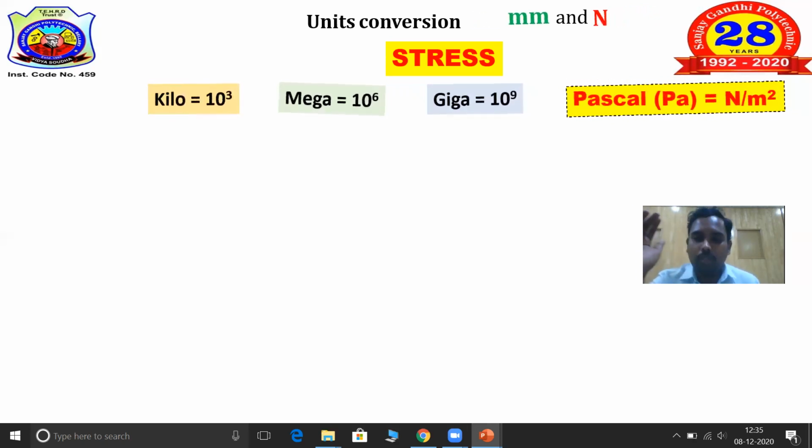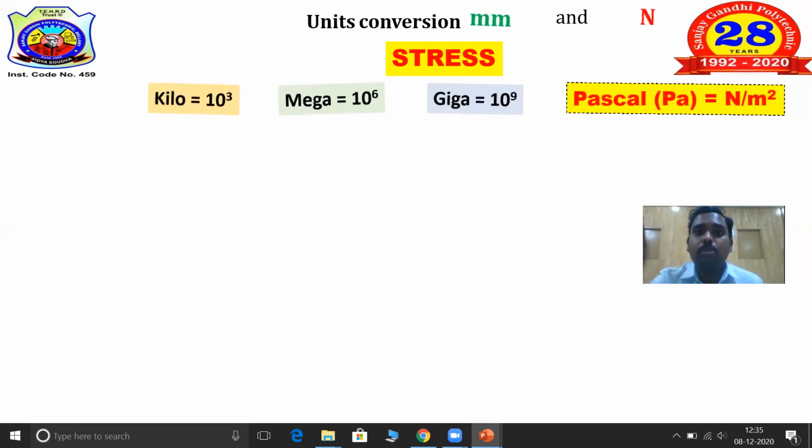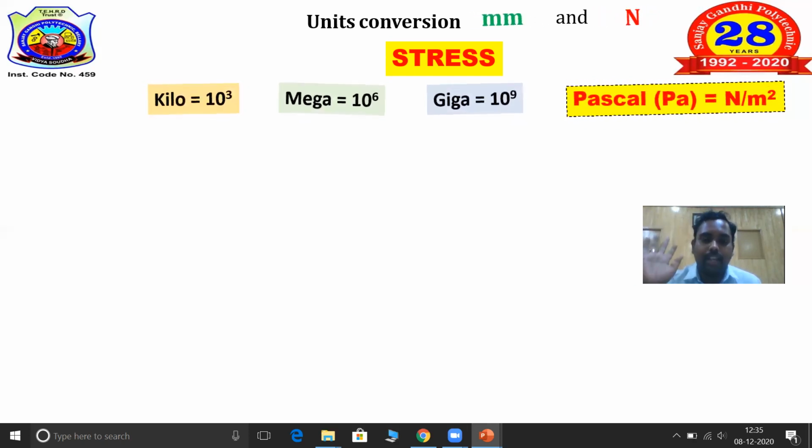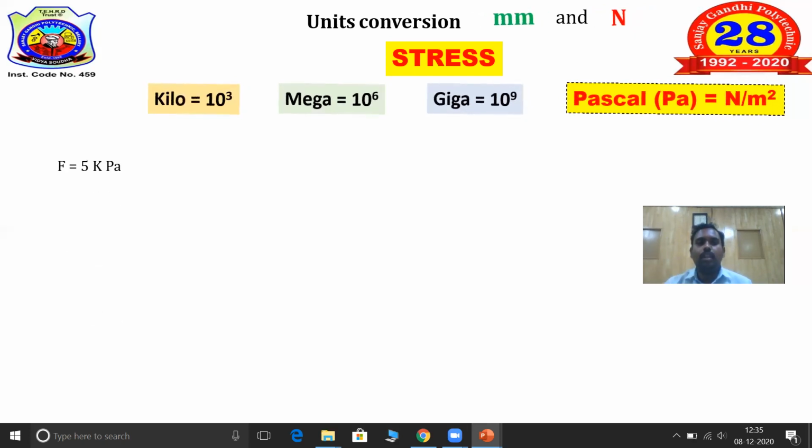Majorly, the mistake students make is that in place of Pascal, you will put Newton per mm square. Instead of writing Newton per meter square, you will write Newton per mm square. It's a mistake. So keep in your mind that Pascal is nothing but Newton per meter square. Okay, let's solve one example.